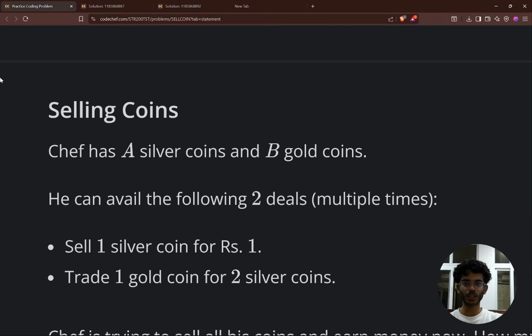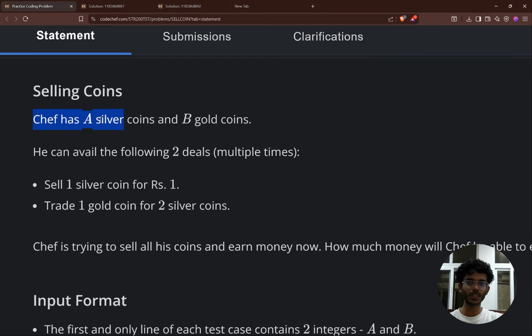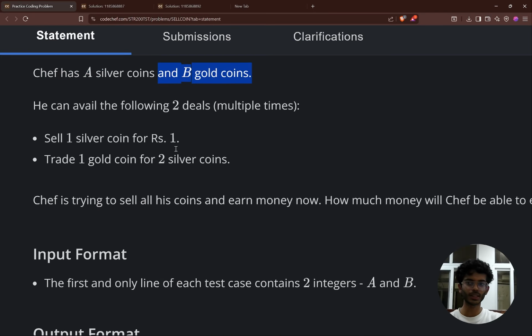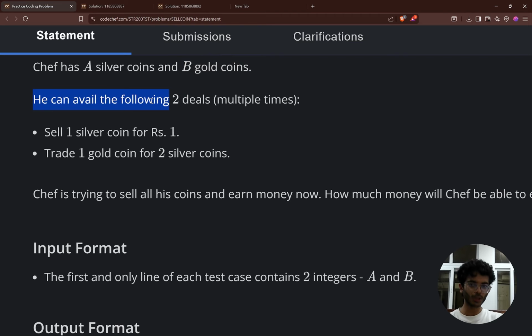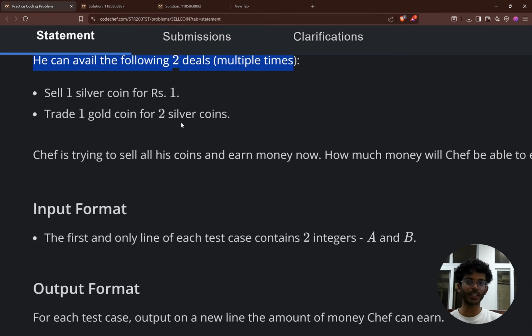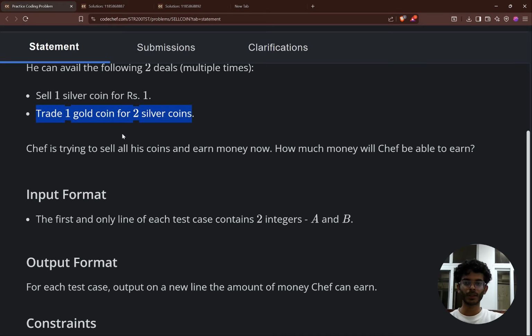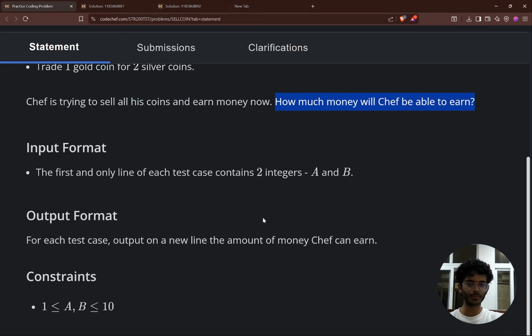Today's question is selling coins. In this question, Chef has been given A silver coins and B gold coins. He can avail the following routines multiple times, as many times as he wants. He can sell one silver coin for 1 rupee, and he can also trade one gold coin for two silver coins. Now, Chef is trying to sell all of his coins and earn money. How much will Chef be able to earn?